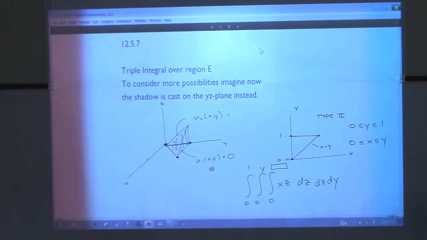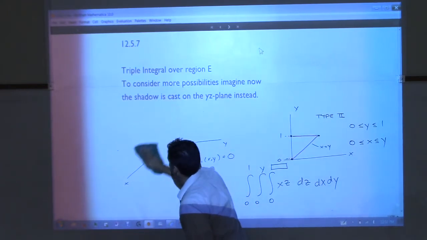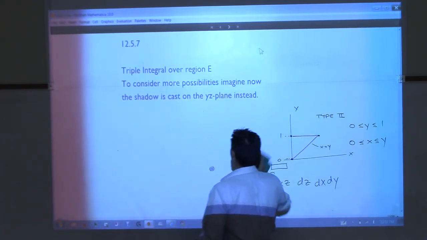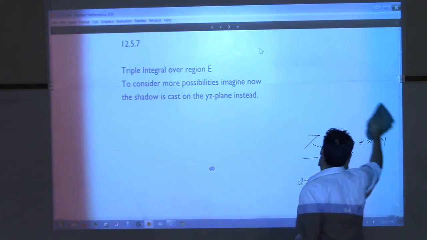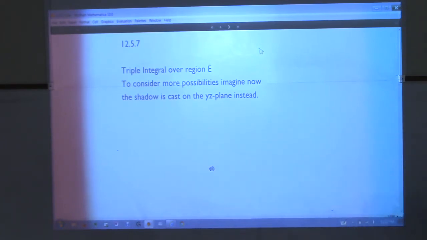All right. What about a triple integral over region E? Imagine now, instead of us casting a shadow onto the xy plane, we cast it upon the yz plane.